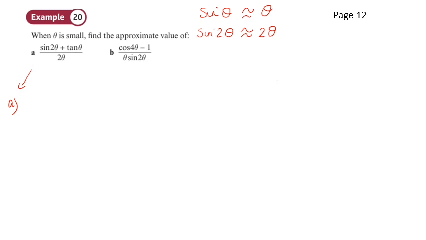So we can change the sine of 2 theta into 2 theta. Then we can change tan of theta into theta, because that was one of our approximations from earlier. Tan of theta is approximately equal to theta. And on the bottom is just a 2 theta, which we can leave as it is. So on the top we can simplify: 2 theta plus theta is the same as 3 theta. And then this can be simplified because the thetas will cancel out. So we'll just end up with 3 over 2.